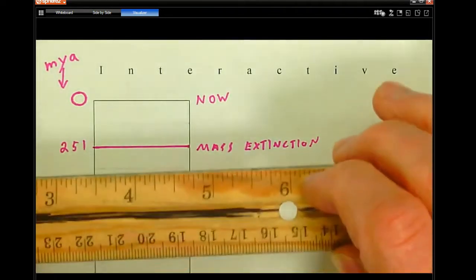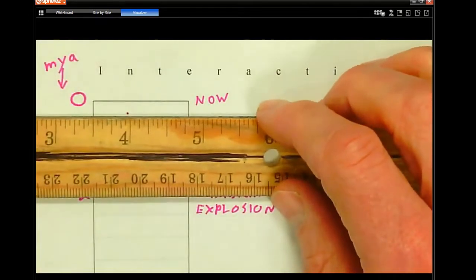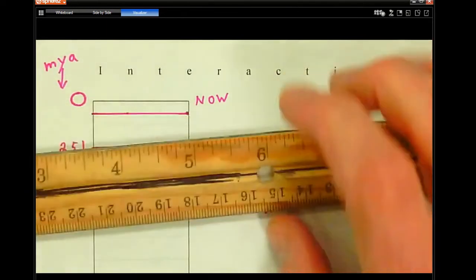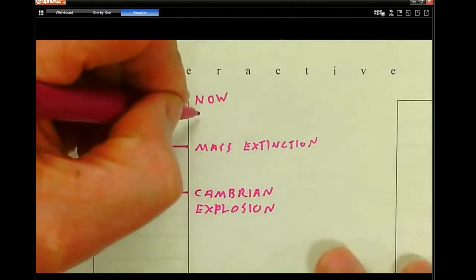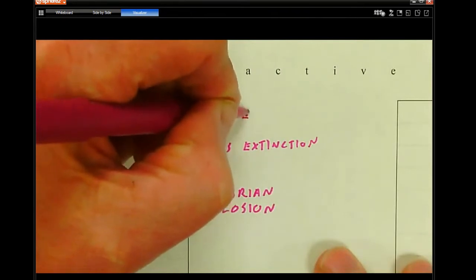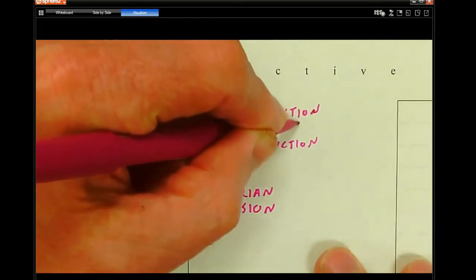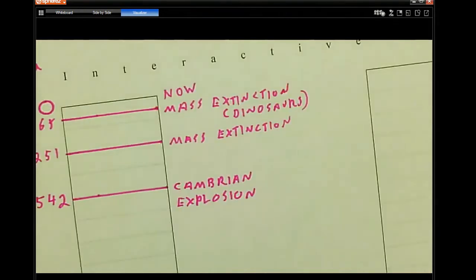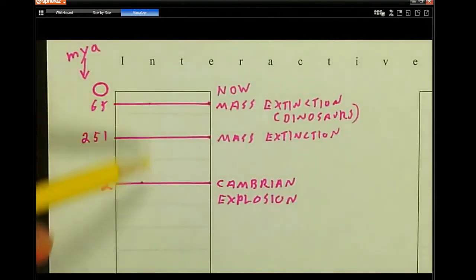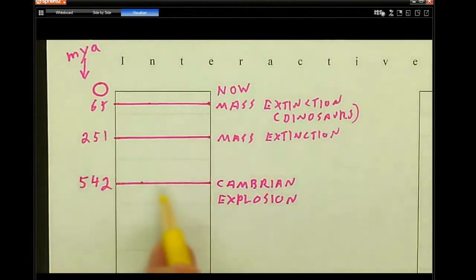That would show up on our chart about halfway. So let's put a line at the halfway point of this space. So 65 million years ago, we have another mass extinction. This is the one where the dinosaurs became extinct. There's a lot of events that happened during this time where life became more complicated. It's difficult to draw all of them in this small little space.